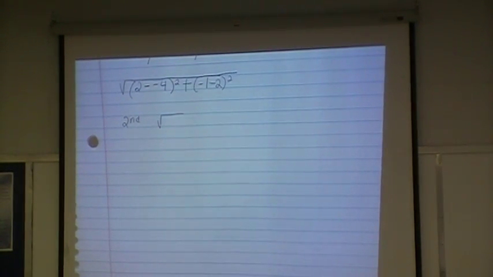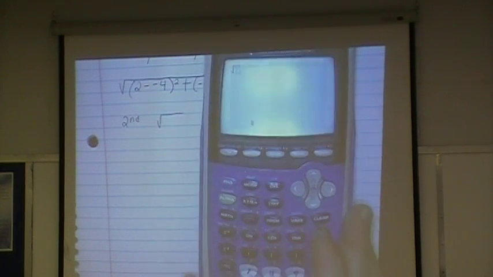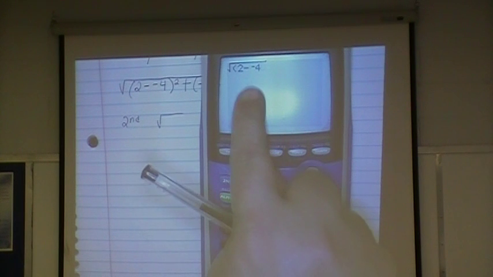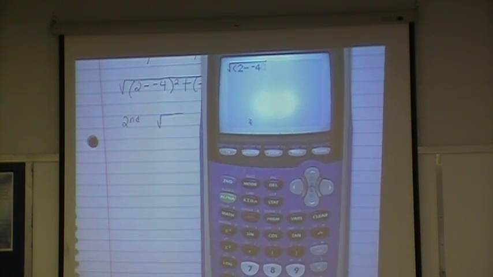You'll hit second square root. Then, you see your parentheses above the 8? You're going to say parentheses 2 minus negative 4. Look at the minus sign. Look at the negative sign. Do you see how it's different? One mistake that kids make is they put minus a minus. You can't do that. And then you'll get an error message and you're like, my calculator's messed up. No, you didn't put the right sign in there. So 2 minus negative 4, close your parentheses.